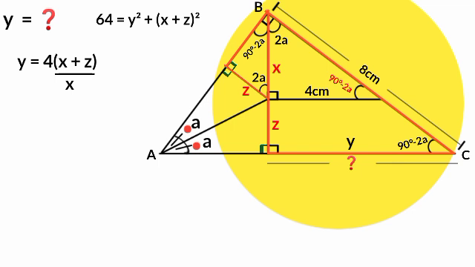So taking the ratio of their sides, this side facing the right angle divided by this side facing angle 90 degrees minus 2a must be equal to this side facing the right angle divided by this side facing angle 90 degrees minus 2a.